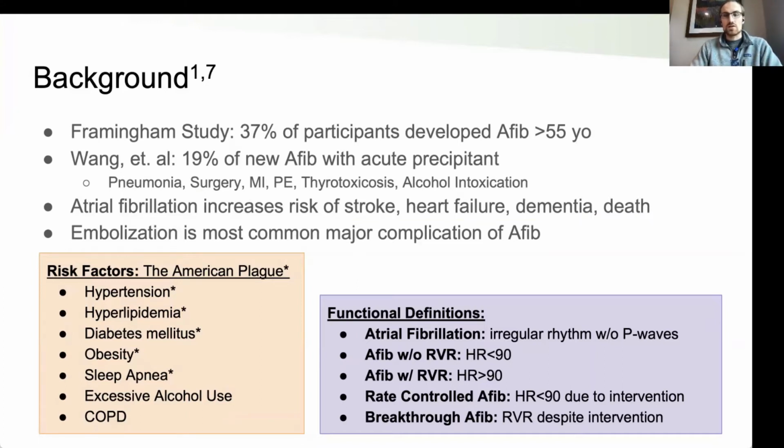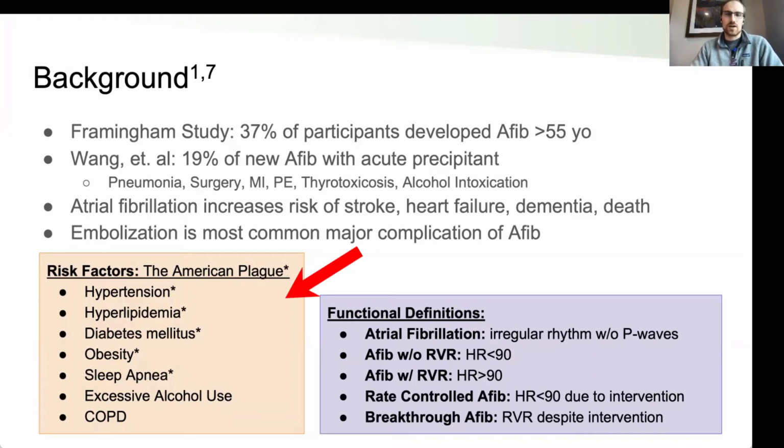The dementia is related to either relative hypoxia from lack of blood flow or from embolization, which is a major complication of AFib. Those embolizations can also go elsewhere in the body, such as the mesenteric arteries or distal extremities, causing acute arterial occlusion. The risk factors I like to think about are the American plague plus.